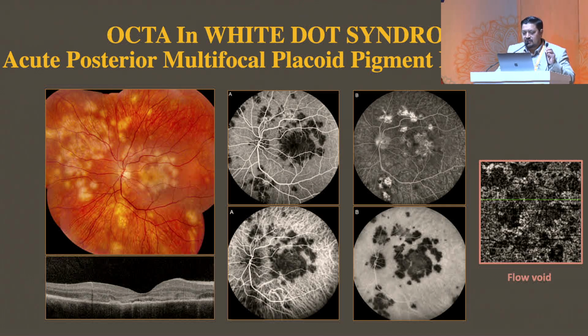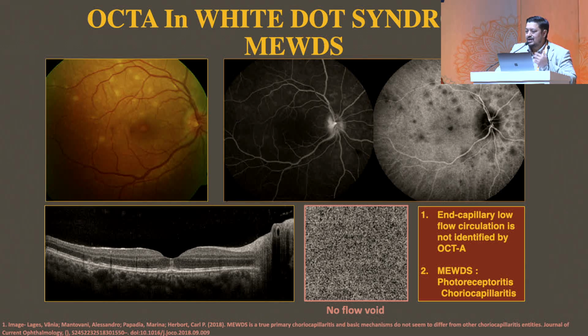On FFA in this patient, you see hypofluorescent lesions which become hyperfluorescent due to staining, and on ICG you see them as hypofluorescent, which remain hypofluorescent in the later stage. On OCT angiography, you see them as these flow void areas. So how does OCT angiography help you differentiate from the other white dot lesions?